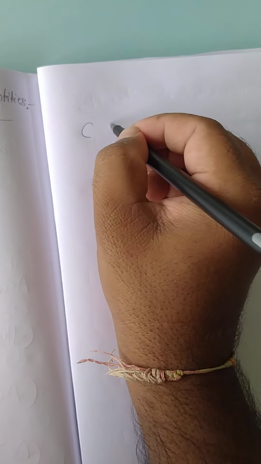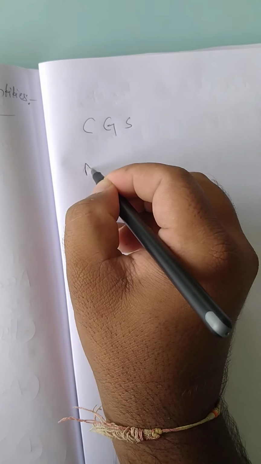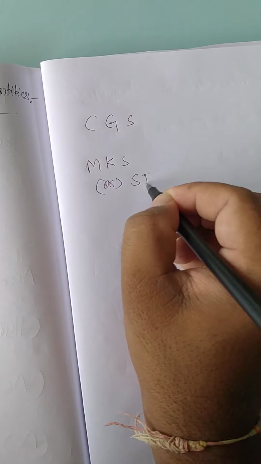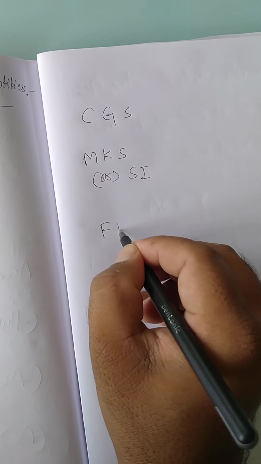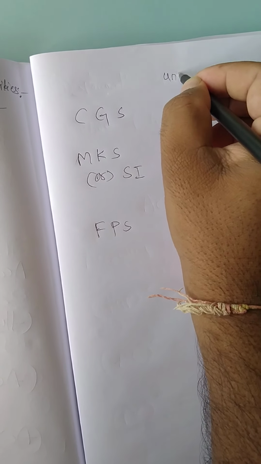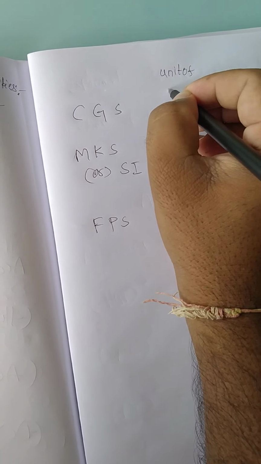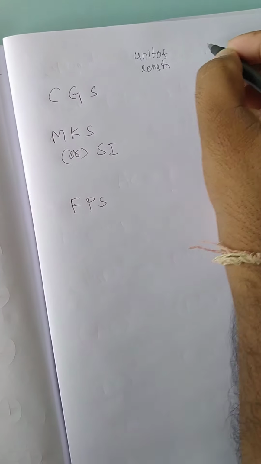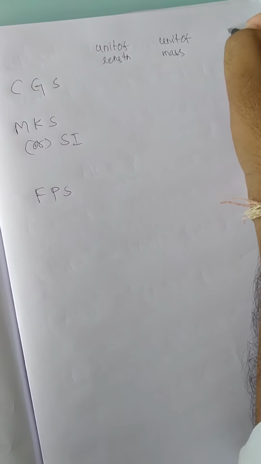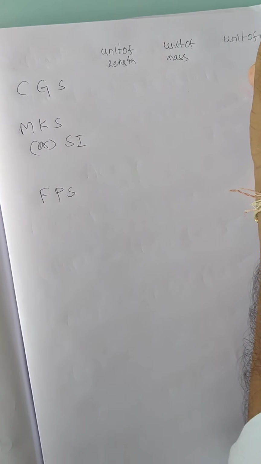C means unit of length in the CGS system. If you have any doubt, CGS, MKS. Generally MKS we can also call SI. SI is a system of international units. And then FPS. See here: unit of length, unit of mass, and unit of time.